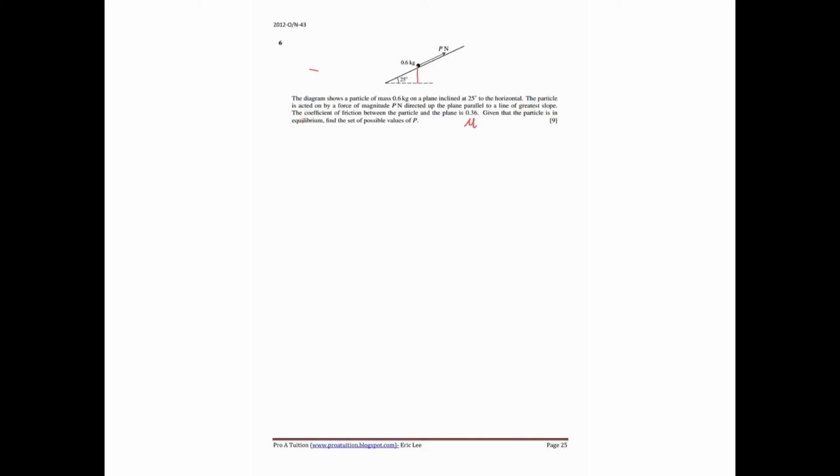The particle has weight, which is mg. So W equals mg, 0.6 times 10 equals 6 Newton. So that is 6 Newton. Then we do resolutions. So this is going to be mg cos theta, and this way is going to be mg sin theta.